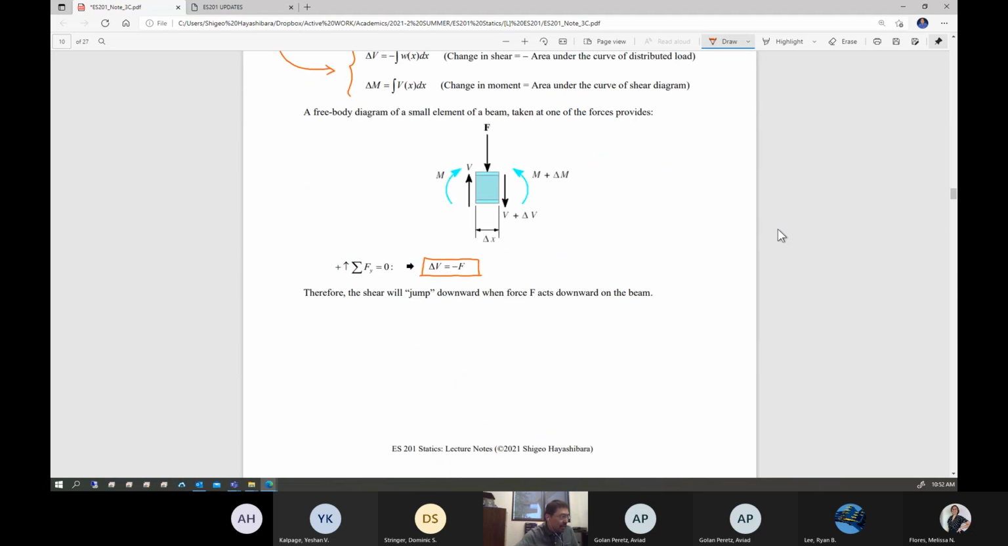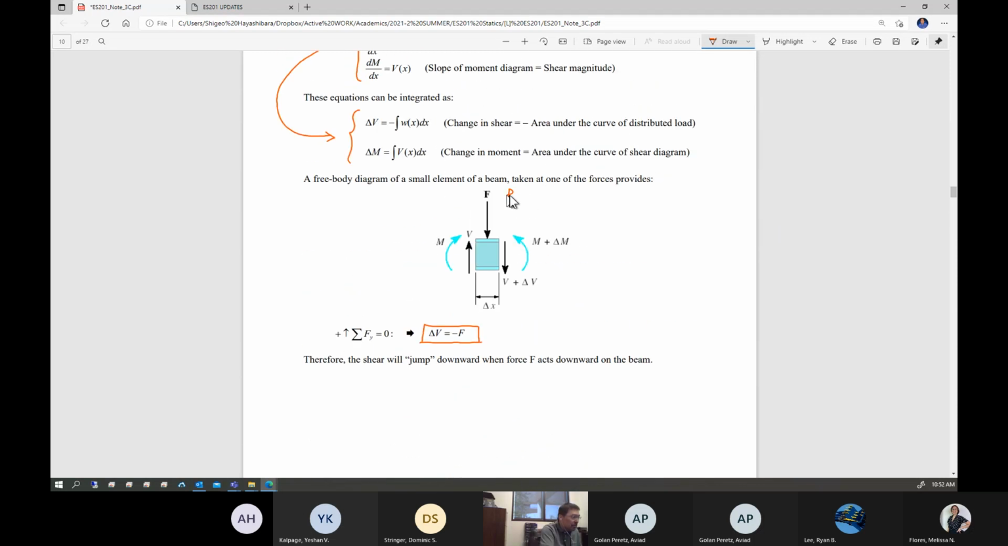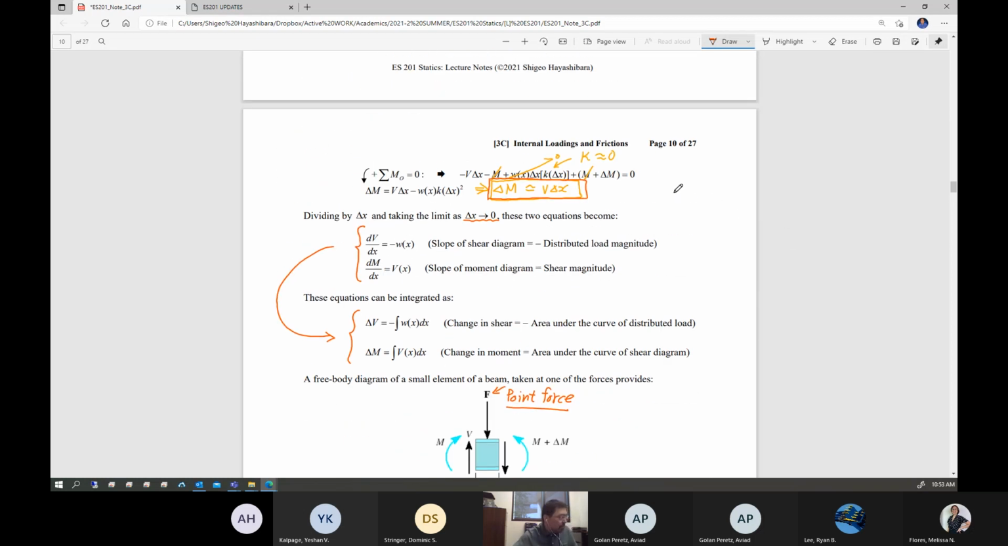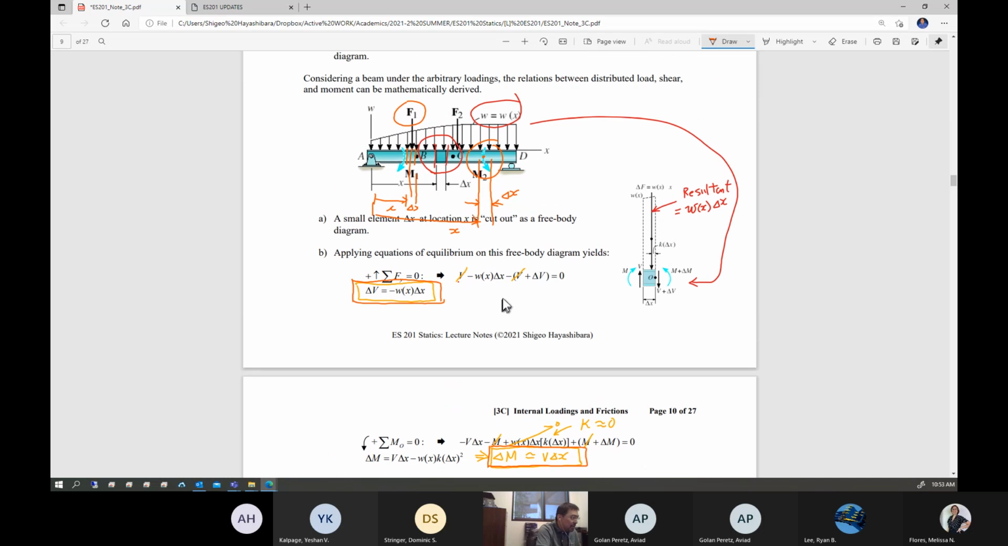Okay. This is a point force. If you apply a point force, you are going to change the internal shear by the same amount in the negative direction. Okay. Point force, point moment. And don't forget, this is the distributed loading, w as a function of x.